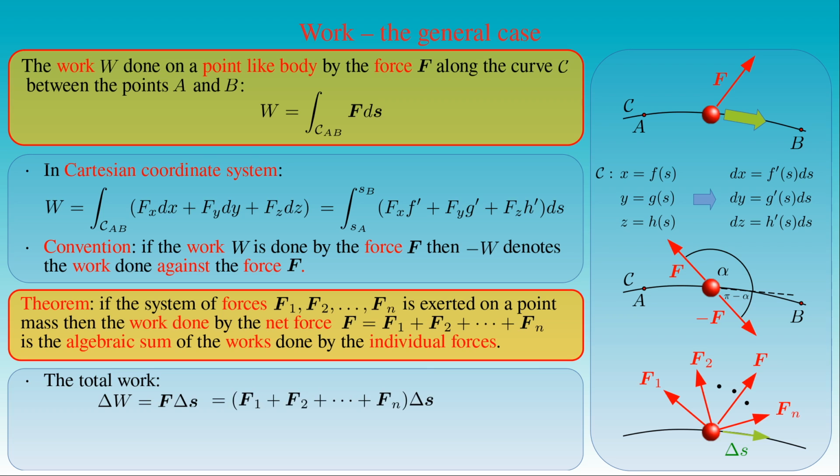Since we can remove the bracket, we can split the scalar product and write the work W as the sum of the scalar products of the individual forces with the displacement vector delta S. Each term on the right-hand side represents the work done on the point mass by the individual forces, that is the work done by the net force is the sum of the work W1, W2, ..., Wn done by the system of forces. This proves the theorem.